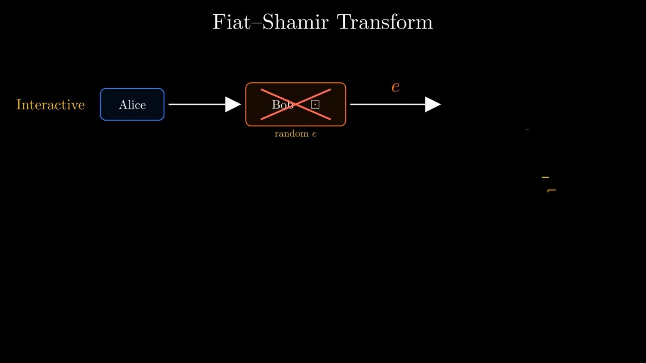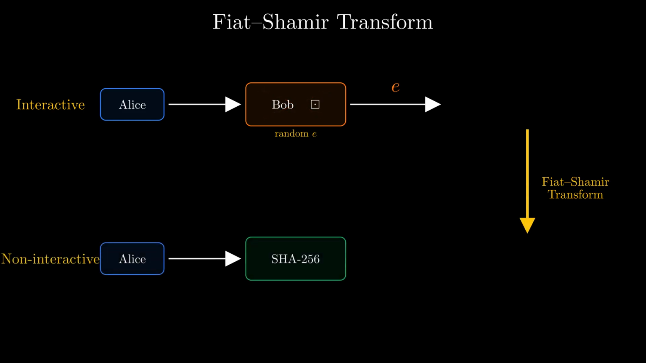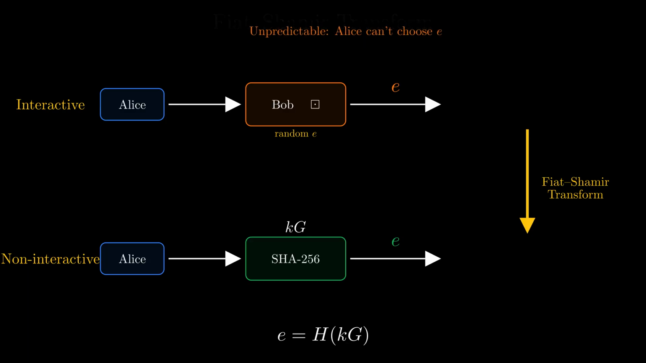Interactive protocols don't scale. Enter the Fiat-Shamir transform. The insight is simple. Replace Bob's random challenge with a hash. Alice computes e equals h of kg herself. Using a cryptographic hash function like SHA-256, the hash output is unpredictable, so Alice can't choose it, which preserves the commit before challenge ordering. But it's reproducible, so any verifier, anywhere, anytime, can recompute the same e.